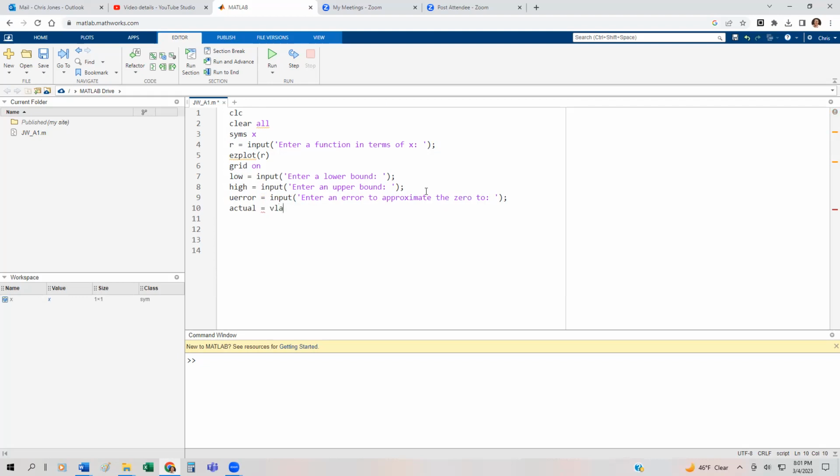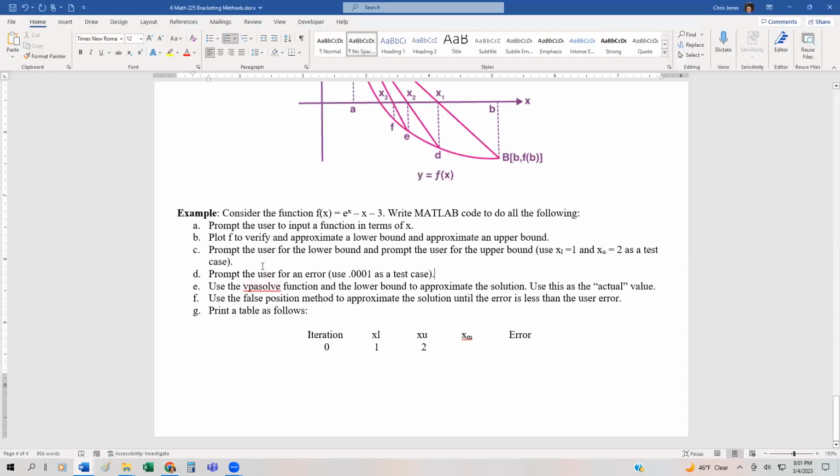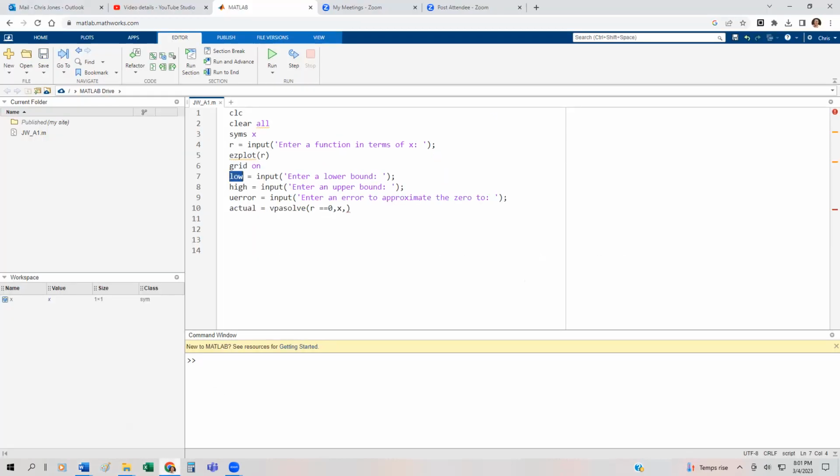And I'm going to say VPA solve, R double equals 0. I'm going to solve that for x. And then the approximate I'm going to use is the lower bound. So if we look at what the instructions were, remember it says use the VPA solve, use the lower bound as the solution. And I'm going to use that as the quote unquote actual value. So that's all the prerequisite stuff for this. So it's going to be low.